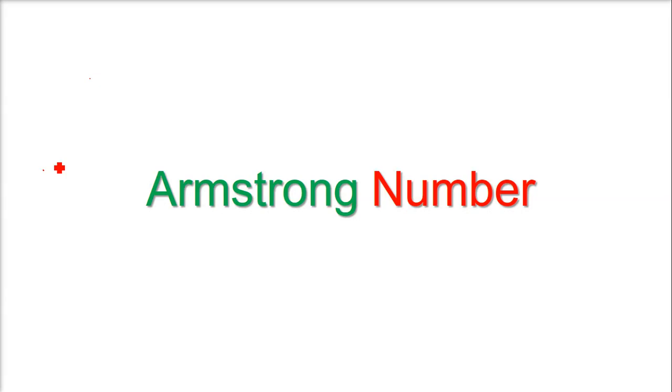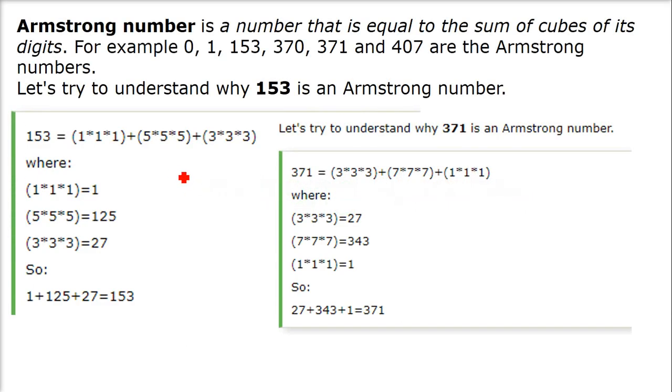What is an Armstrong number? An Armstrong number is a number where, if you take the individual digits, cube them and then add them, you get the original number. For example, take 153.